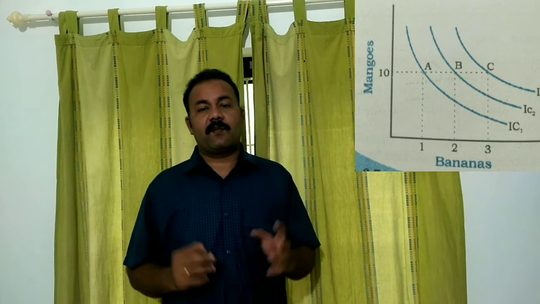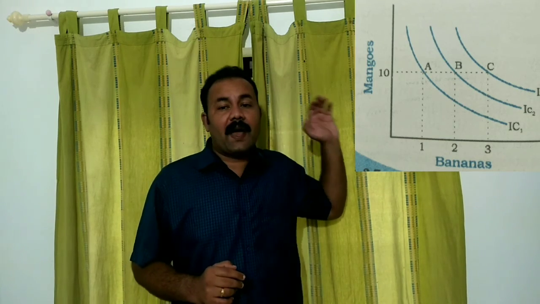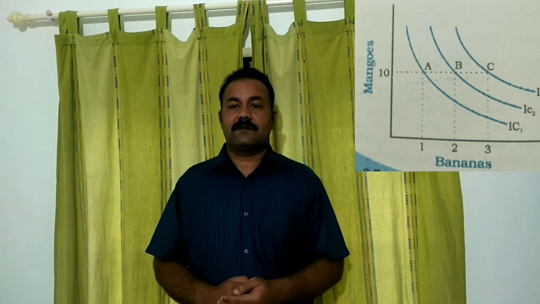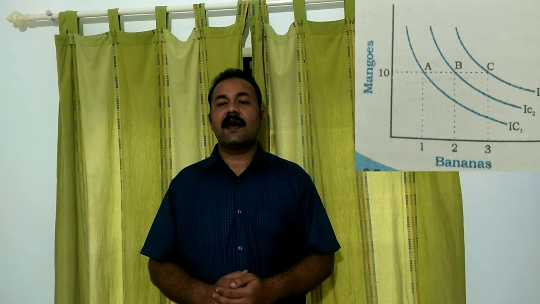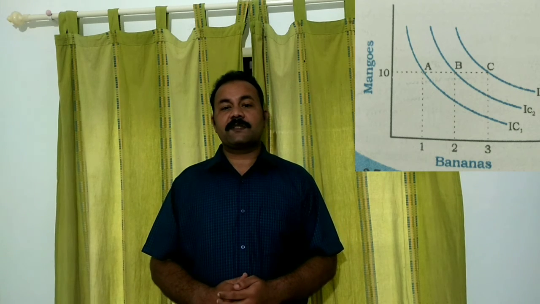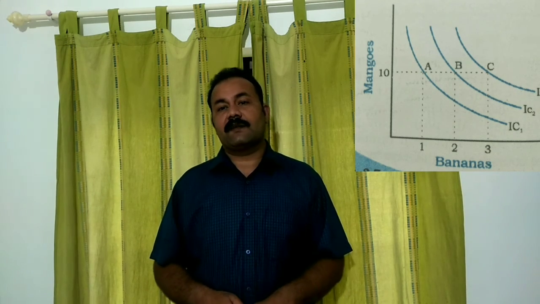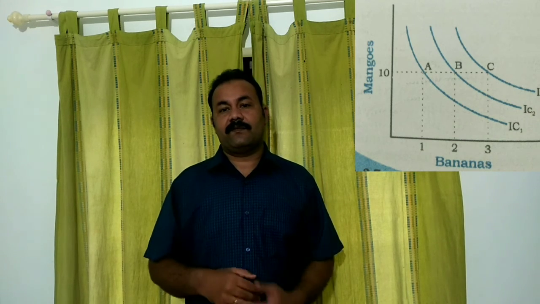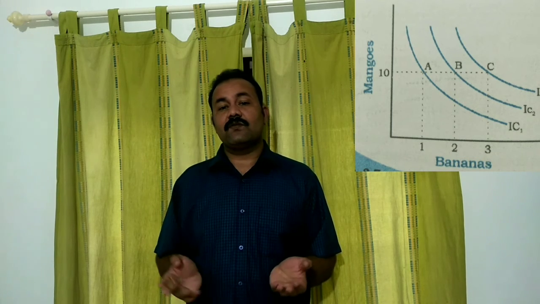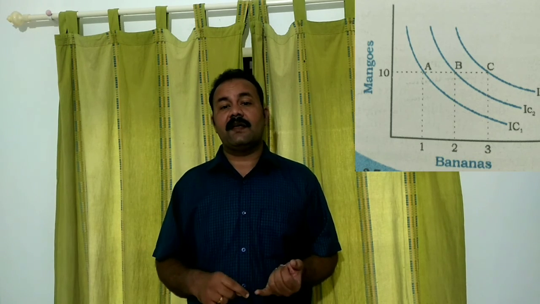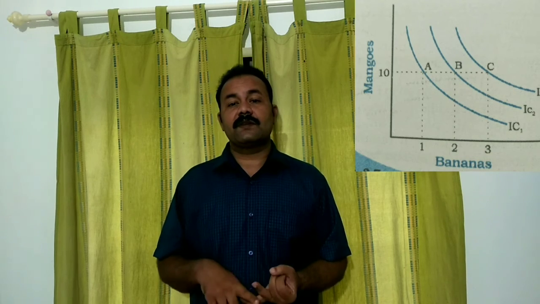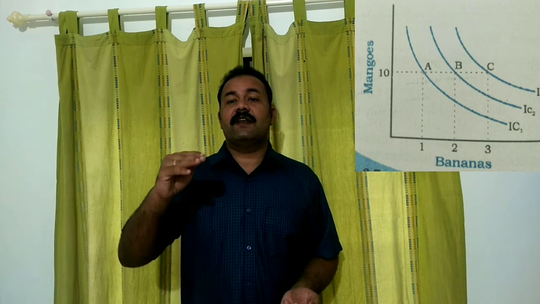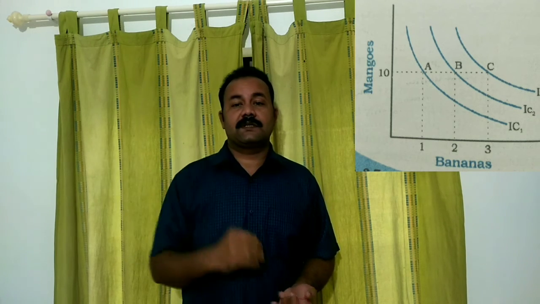That we can represent in an indifference map. Here we can see three indifference curves, IC1, IC2 and IC3. IC1 represents the first combination, 1 and 10, that is the lower indifference curve. When he is using 2 units of bananas and 10 units of mangoes, his satisfaction will increase. As a result, the indifference curve will shift upward.